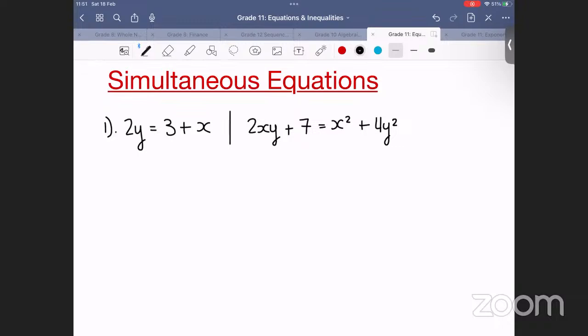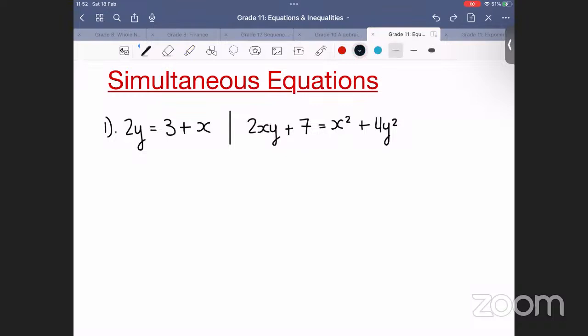Okay, simultaneous equations. When it comes to simultaneous equations, it's two equations with two unknowns. In math, when you have one unknown, you can solve for that unknown using one equation. When you have two unknowns, as in this case, we have y and we have x, two different variables, you need two equations to solve for such variables.